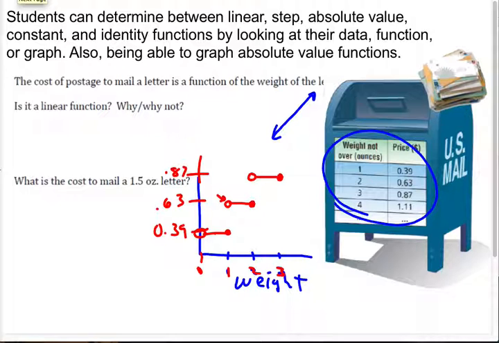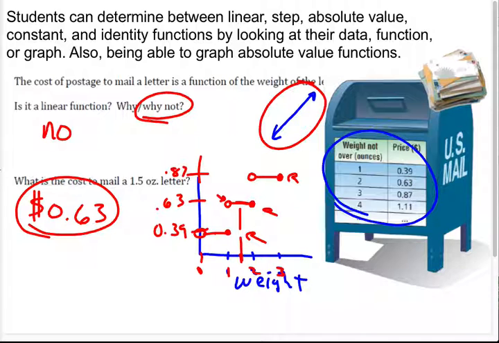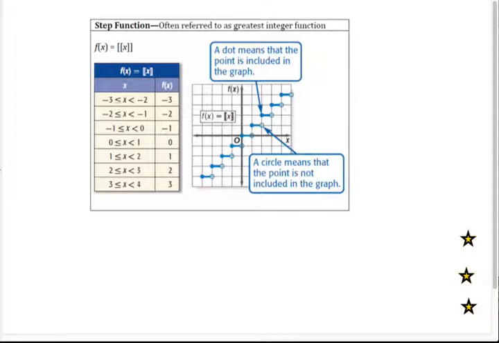Is it a linear equation or linear function? No. Why not? Well, on this graph here, there's like 1, 2, 3, and there'd be infinitely many pieces here depending on how many ounces there are. So it's not just a line like we have over here. What's the cost to mail a 1.5 ounce letter? Well, 1.5 would be right here. Going up here, it would be 63 cents. It's over 1 but under 2, so it's the cost of a 2 ounce letter. So this is a real world look at a step function.